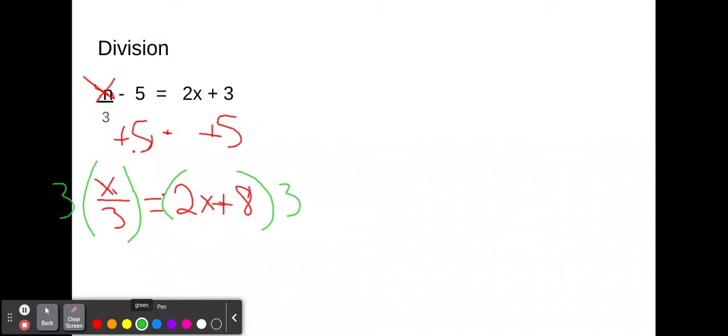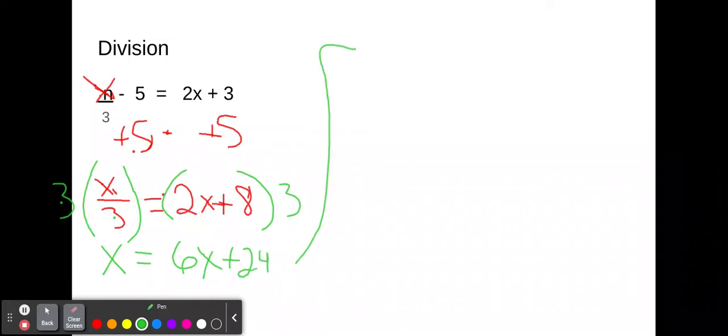So on the left-hand side, multiplying by 3 and dividing by 3 are going to cancel with each other, just leaving us with a single x. And on the right-hand side, we're going to have to distribute that 3, giving us 6x plus 24.